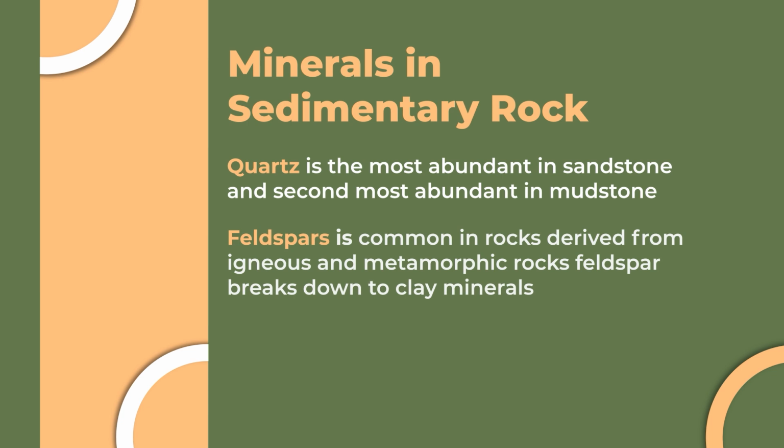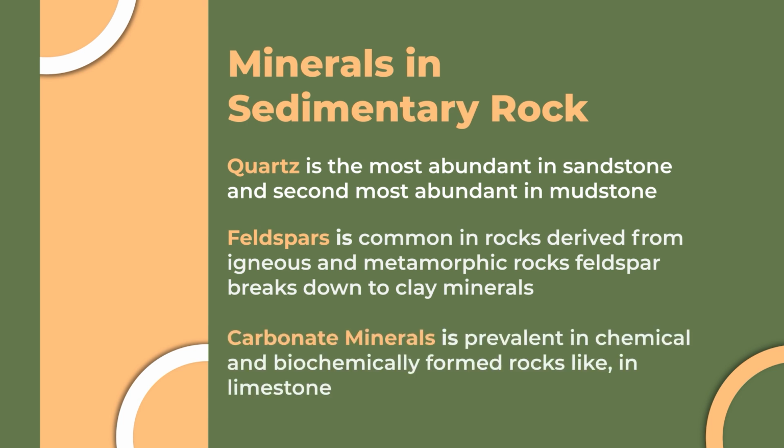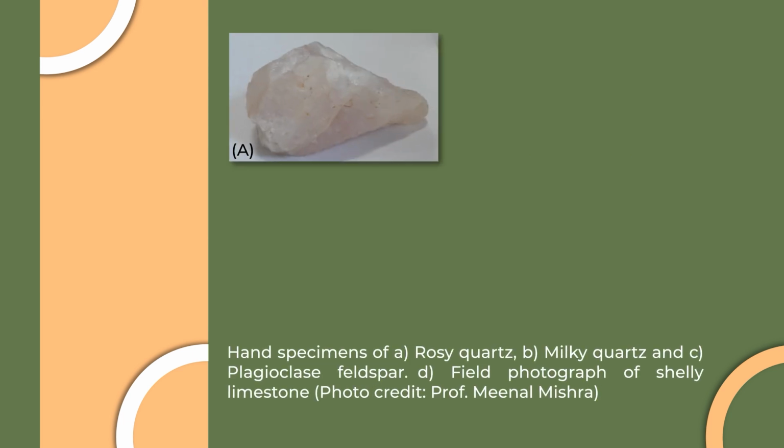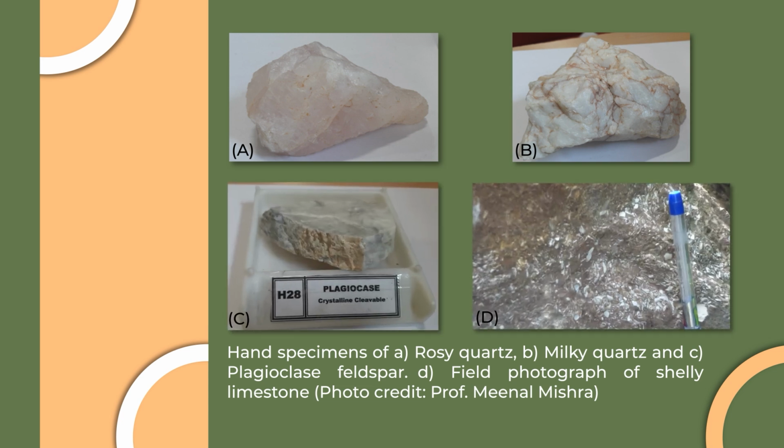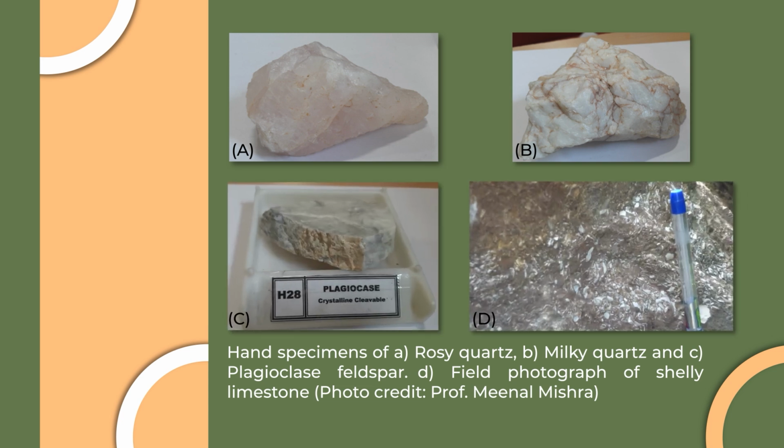Feldspars are common in rocks derived from igneous and metamorphic rocks. As I told you earlier, feldspar breaks down to clay minerals. Carbonate minerals are prevalent in chemically and biochemically formed rocks like limestones. Here are some photographs. You can see quartz specimens, how they look: a rosy quartz, the first one, then milky quartz. See the plagioclase feldspar, and a field photograph of a shelly limestone with shells in it.